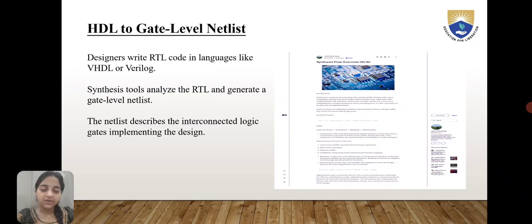HDL to gate level netlist. Designers write RTL code in languages like VHDL or Verilog. Synthesis tools analyze the RTL and generate a gate level netlist. The netlist describes the interconnected logic gates implementing the design.